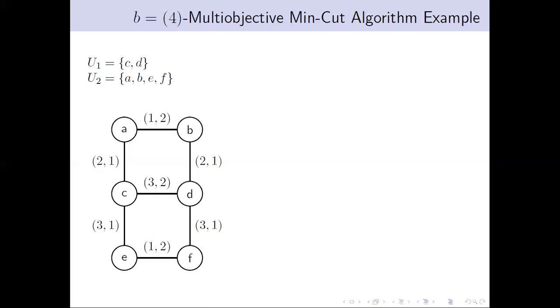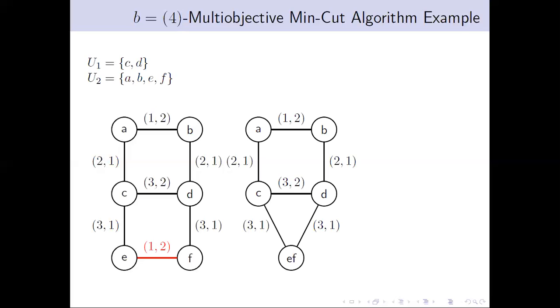A, B, E, and F, on the other hand, induce cuts of weight at most 4, so they are all feasible vertices. Since the size of U2 is larger than the size of U1, we pick an edge to contract based on the C2 costs. Let's suppose we pick EF, one of the edges with a C2 cost of 2. Contracting it gives us a 5-vertex graph, and we recompute the UIs.